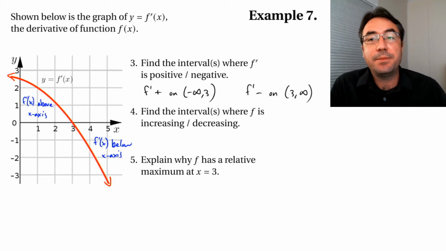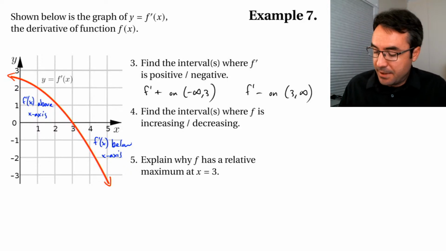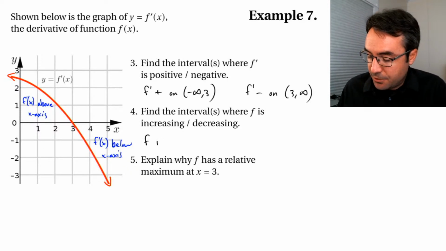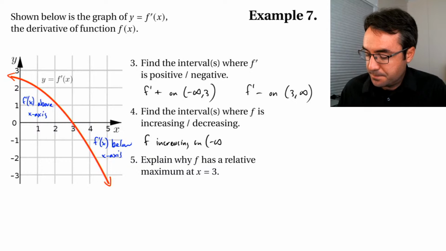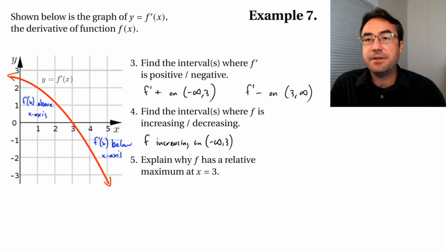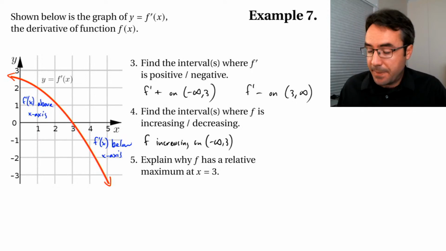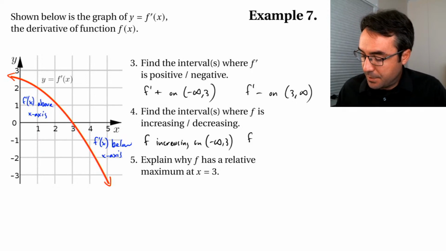Now, if f prime is positive on the interval from minus infinity to 3, that means f must be increasing on that interval. And if f prime is negative on the right interval, 3 to infinity, that means f must be decreasing on that interval, 3 to infinity.